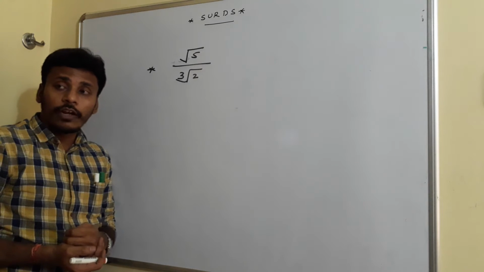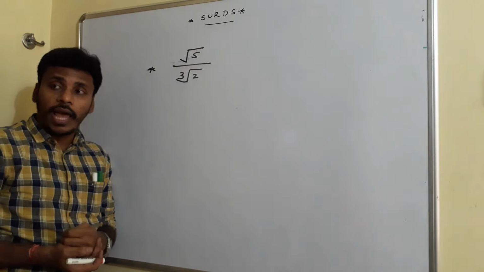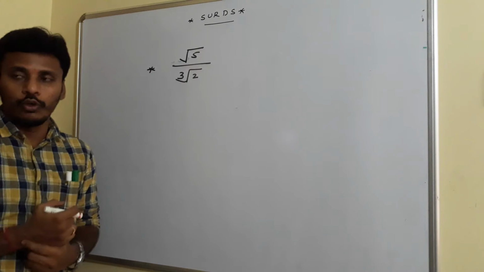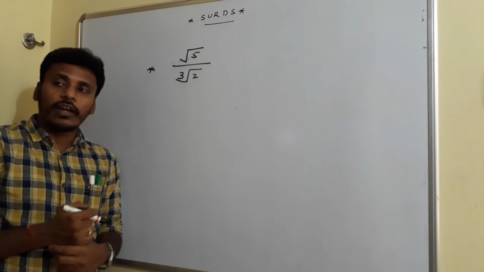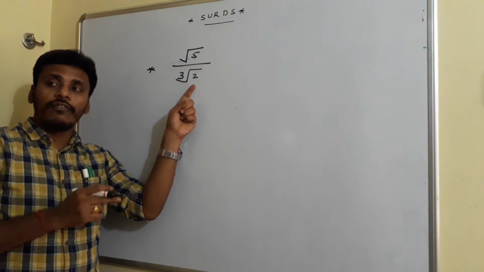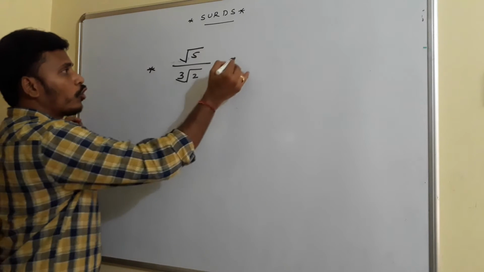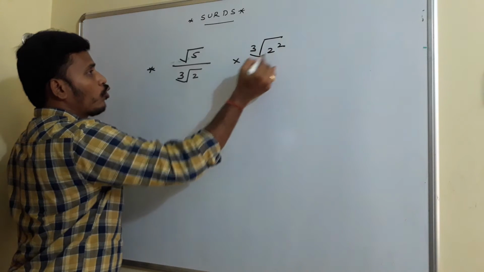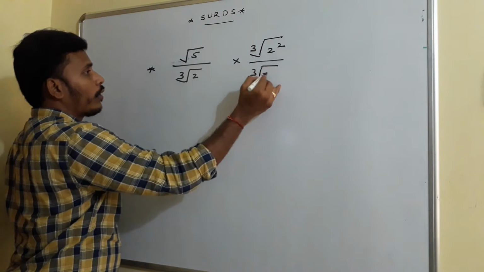To rationalize the denominator, what you need to do? You need to multiply both numerator and denominator with the rationalizing factor of cube root 2. What is the rationalizing factor of cube root 2? Since it is cube root 2, you need to make everything appear 3 times under the cube root 2. So, you need to multiply. This is the given problem actually, right? Multiply with cube root 2 square by cube root 2 square.